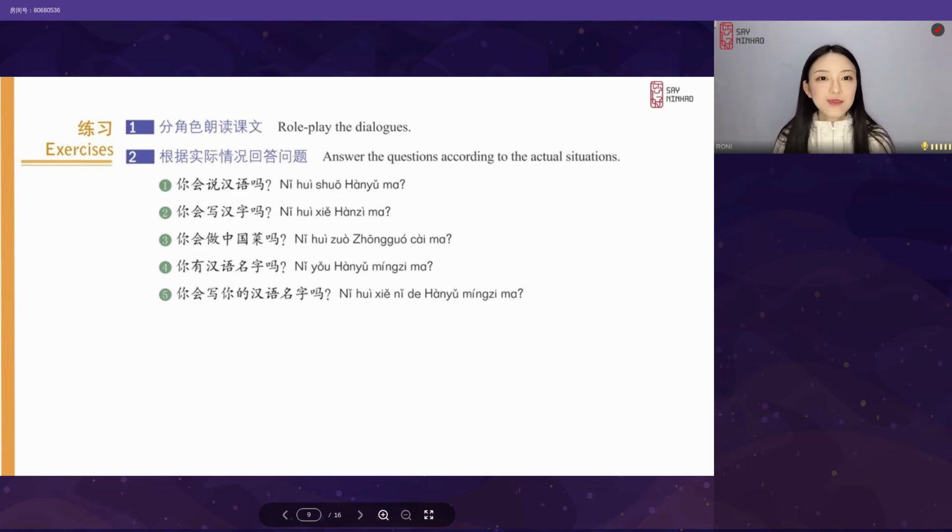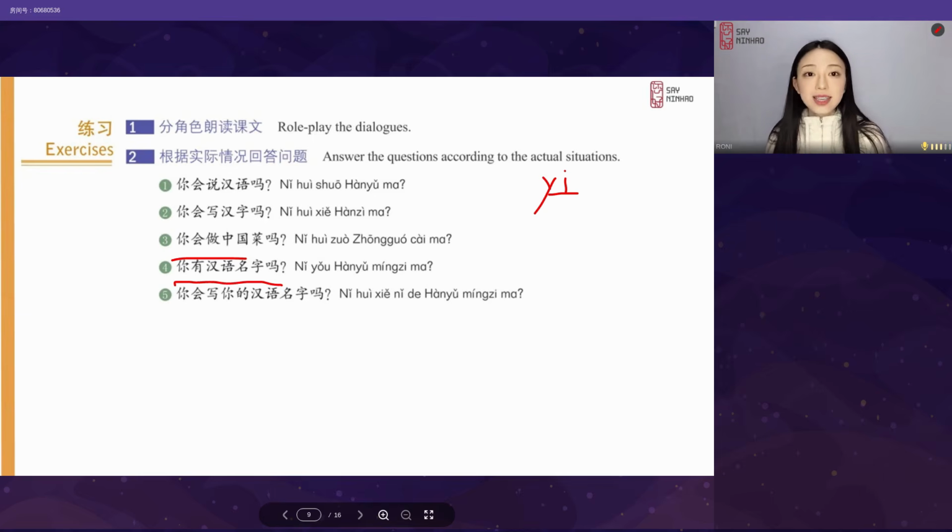Next, 你会写汉字吗？Okay, I believe most of you can write. Even some of you think that you can't write, but still you can write, right? So, 我会写汉字 or 我不会写汉字. In this sentence, we are using the 会 structure. Okay, next one. 你会做中国菜吗？The answer is 我会做中国菜 or 我不会做中国菜. Very good.